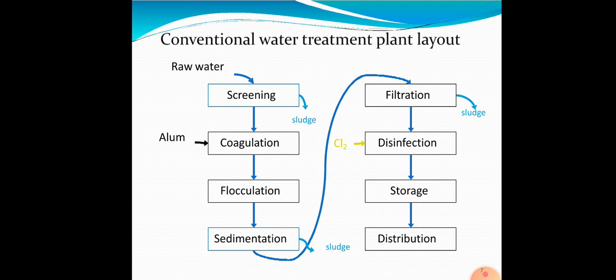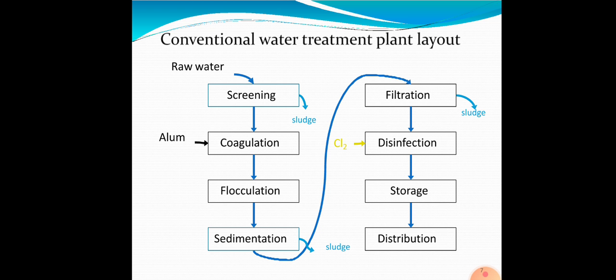So here we can say a typical water treatment plant has the following processes that are usually done for a typical treatment of water. Firstly it is screening, then comes coagulation, then there is flocculation, sedimentation, filtration, disinfection, then storage and distribution. So I'll just give you a brief introduction on what these processes are.